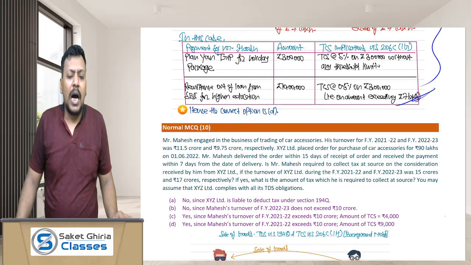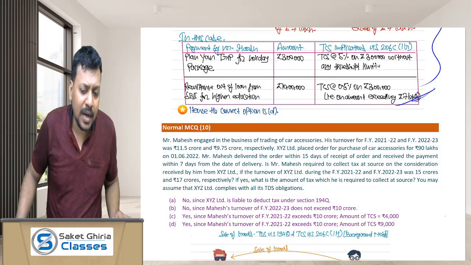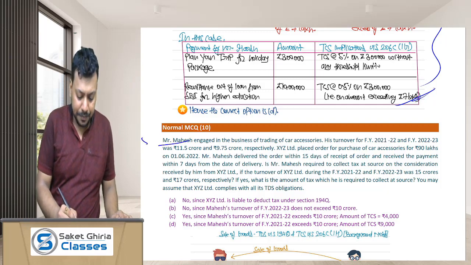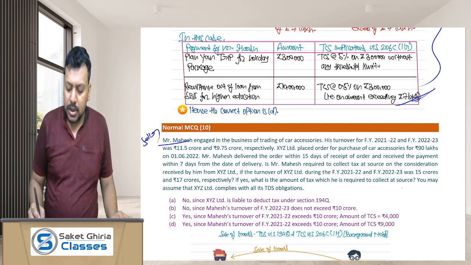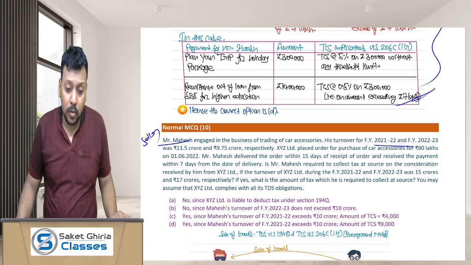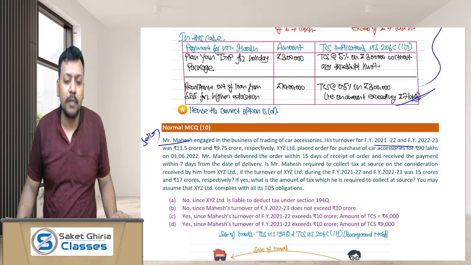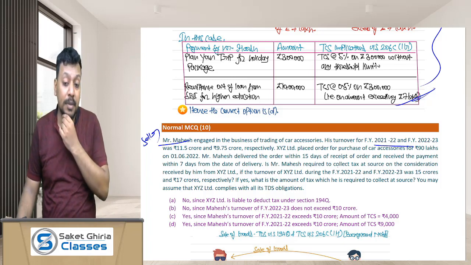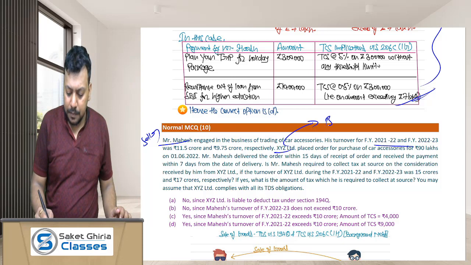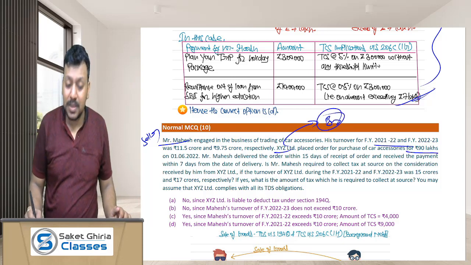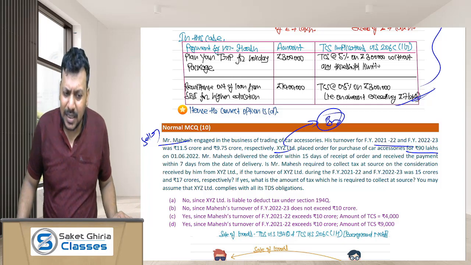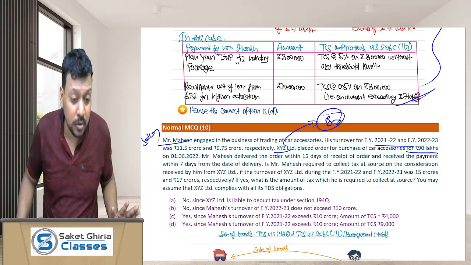Moving further, Mr. Mahesh is engaged in the business of trading car accessories. Engaged in the business of trading car accessories means Mr. Mahesh is seller. His turnover for financial year 21-22 and 22-23 is 11.5 crore and 9.75 crore respectively. XYZ Limited placed an order for purchase of car accessories, means XYZ Limited is buyer. It is buyer, and it has placed the order of rupees 90 lakh, means more than rupees 50 lakh. Okay, so the question is that is a TDS or TCS provision is going to be attracted here?